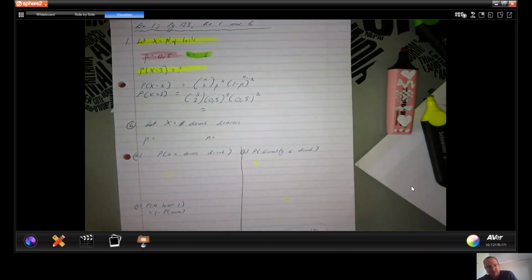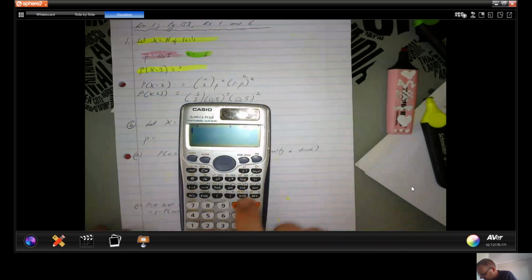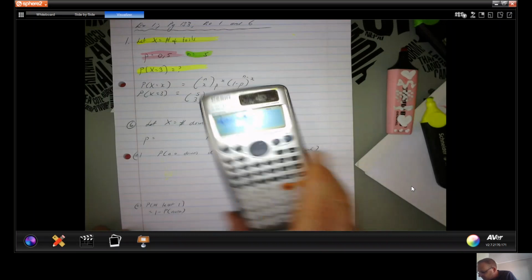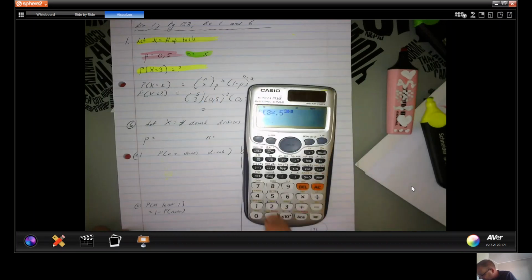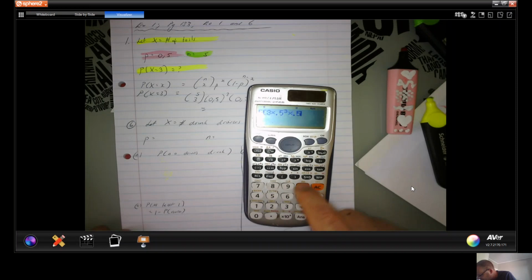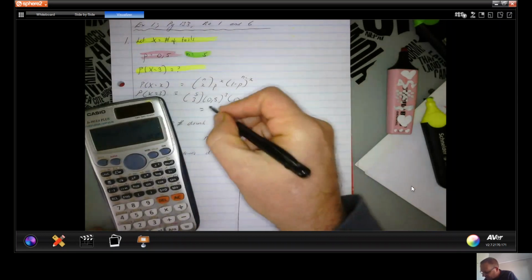You chuck that all into your calculator, and you get 5C3 times 0.5 cubed times 0.5 squared, and I got an answer of 0.3125.